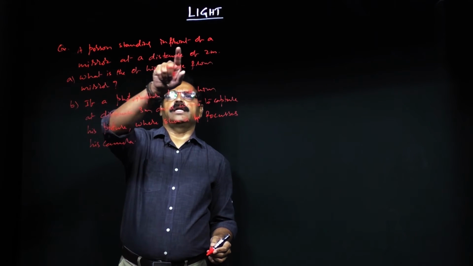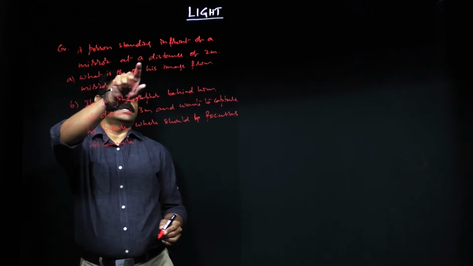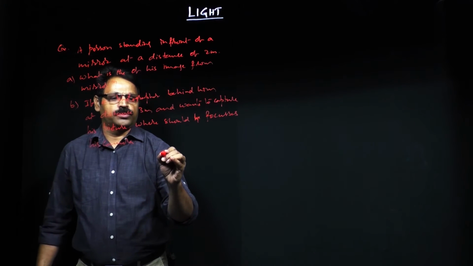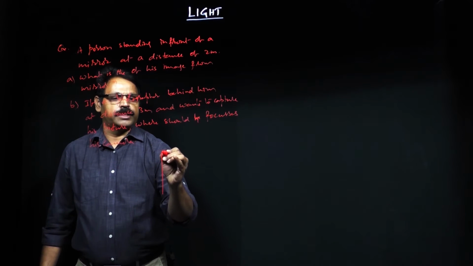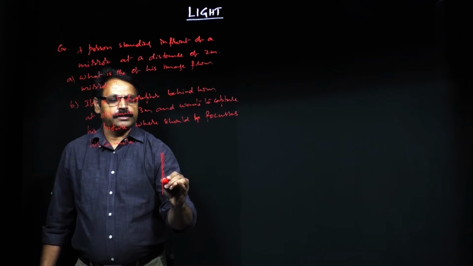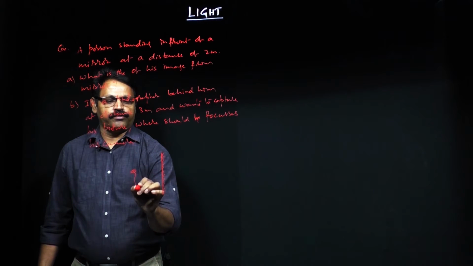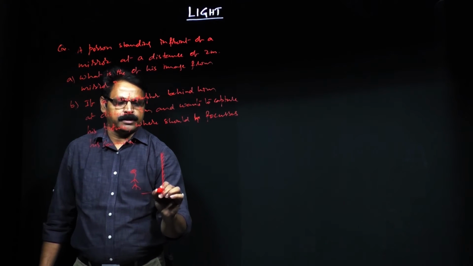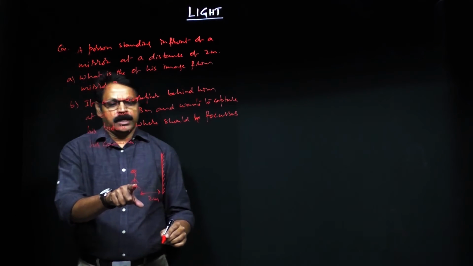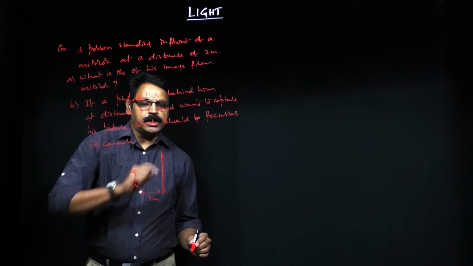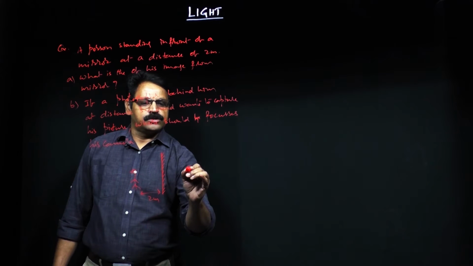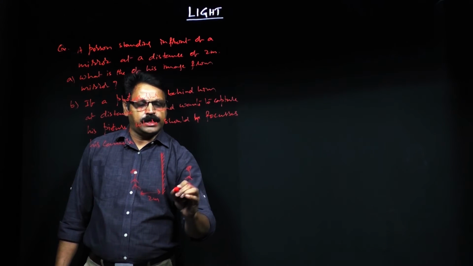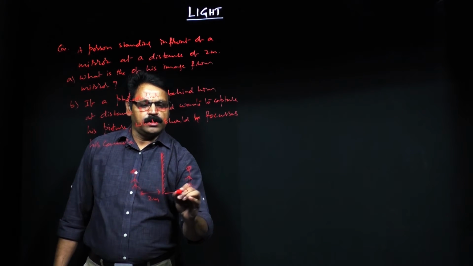A person is standing in front of a mirror at a distance of 2 meters. So the problem can be solved like this. Here is the mirror and the person is standing at a distance of 2 meters from here. So obviously he gets a virtual image. Virtual image means which cannot be taken on the screen. So he can only observe but cannot trace it on the screen. And he will be getting his image at 2 meters only.